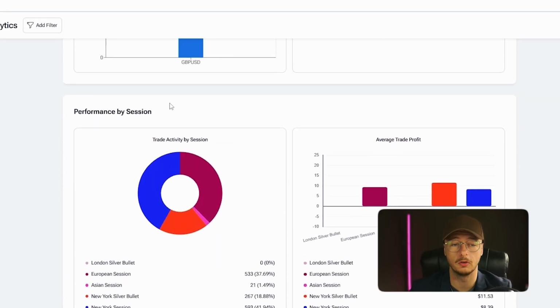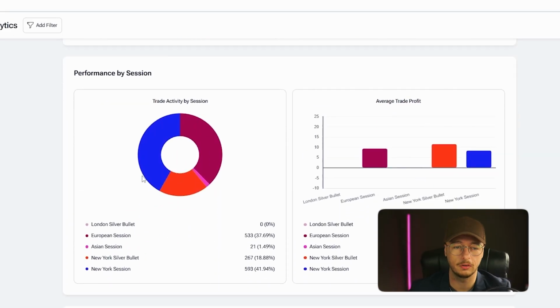If we come down to performance by session, this is another spot on because I can see the trade activity that I've got by session and the average profit that I have got by session. So I see in the European session, I've got 37% of my activity, and my European profit is $9. Okay, the average is $9. If I come to the New York session, I can see that I've got 41% of the activity, and the average profit is 8.39. So I've got a bigger average profit in the European session than in the New York session.